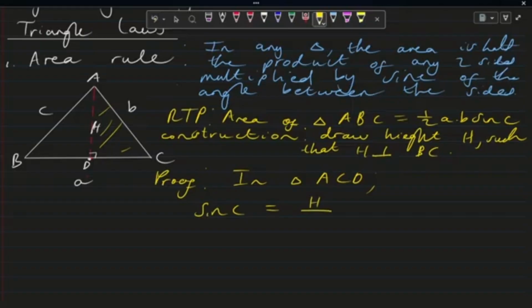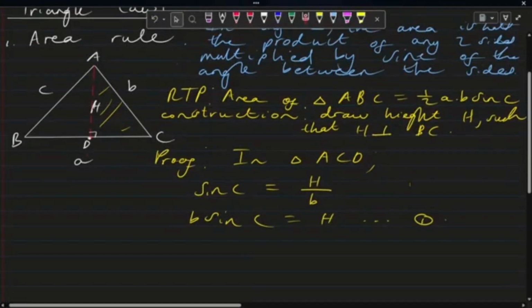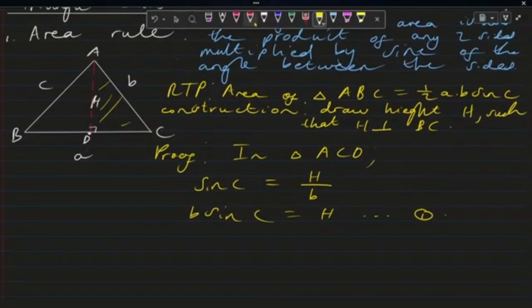What is happening? Sine of angle C is equal to opposite over hypotenuse, which is H over B. Okay, and then I can make H the subject of the formula by multiplying by B on both sides. So I will have B sine C is equal to H, and then I'll call this equation 1.